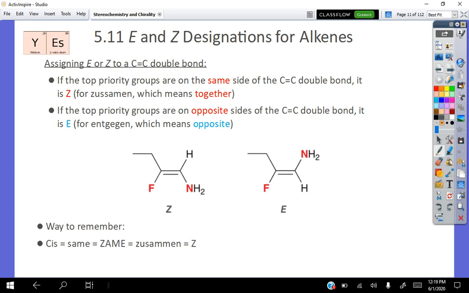If the top priority groups are on opposite sides of the double bond, like we see here, we're going to use E for entgegen, which means opposite. The way I remember that, there's 2 ways. Someone said E are enemies. E stands for enemies, so they're as far away from each other. They're opposite sides. Or you could say cis is for same, and same sounds like zame, so therefore zusammen or Z.